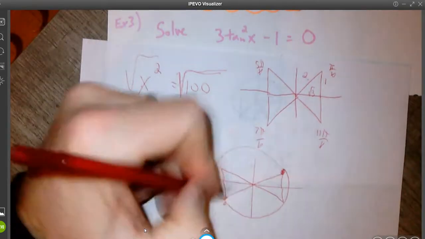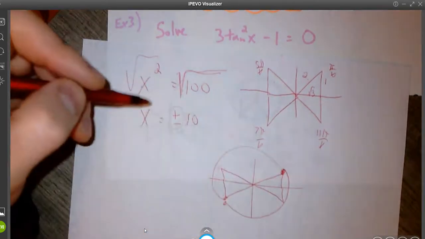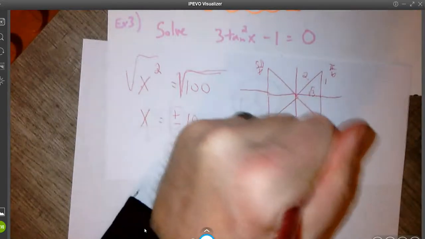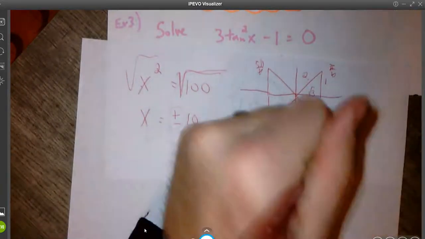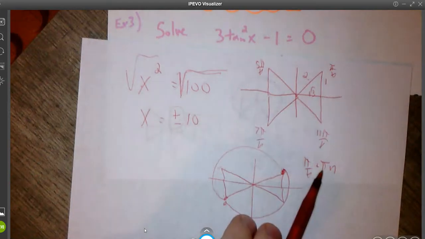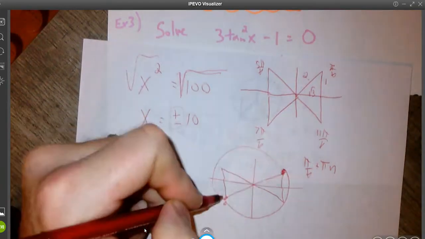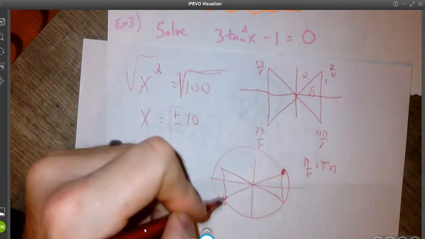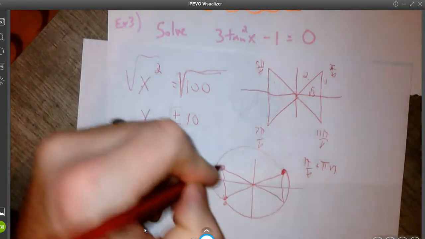So if I want to list these two over and over as I go around the circle, I only need one of them, which is pi over 6. And I'm only going to add pi n this time. I'm not going all the way around the circle. I'm only going halfway. Halfway around the circle is pi. So pi over 6 plus pi n will give me this one, this one, this one, this one. Now we need these guys back and forth.